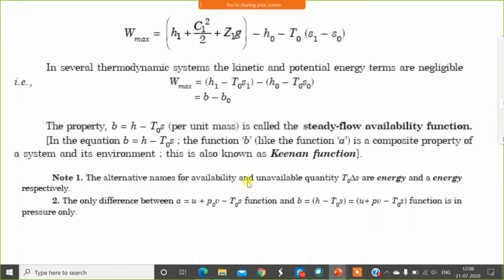The alternate names of availability and unavailability quantities, T0 delta S, are the energy, respectively. The only difference between A and B is pressure. Here you can see H is equal to U plus PV. Therefore, here we are writing P and here we are writing P0. A is equal to U plus P0V minus T0S and B is equal to H minus T0S, and this H is equal to U plus PV. The difference between A and B is only of pressure. Here it is atmospheric pressure and here it is general pressure.